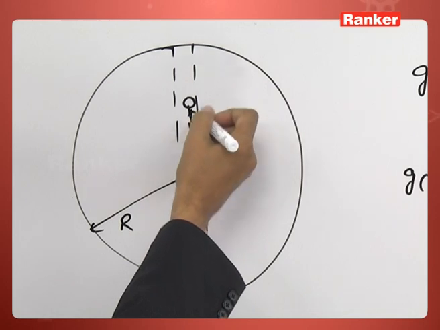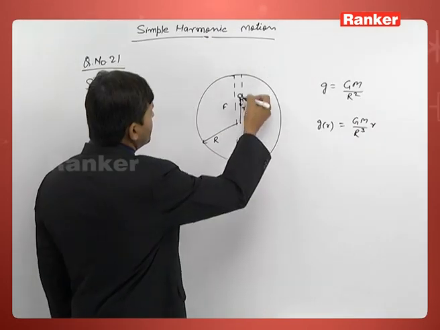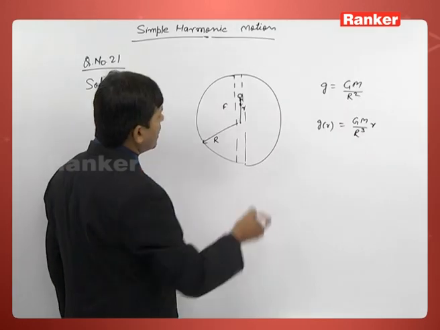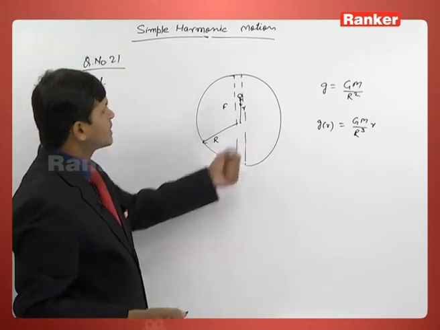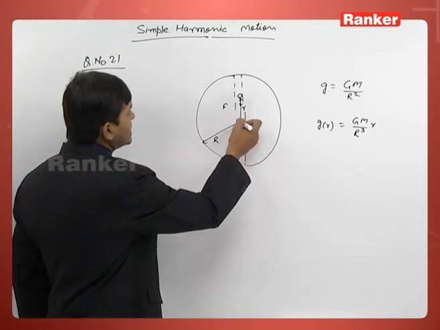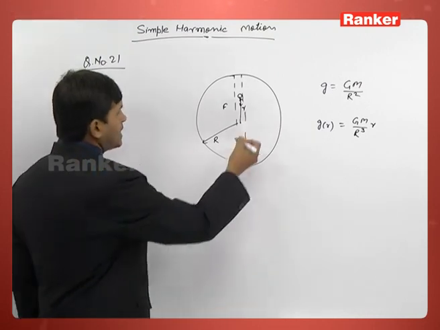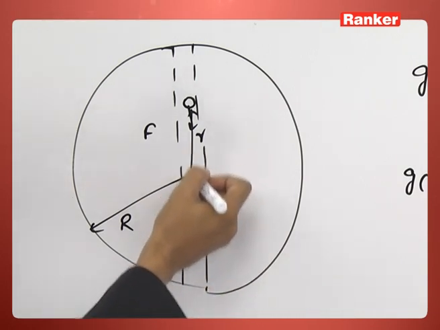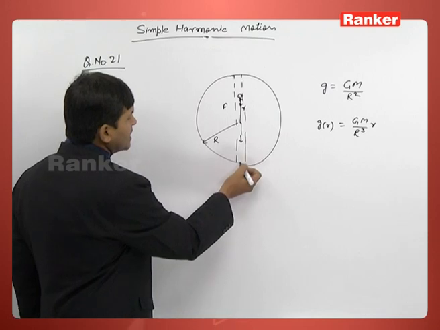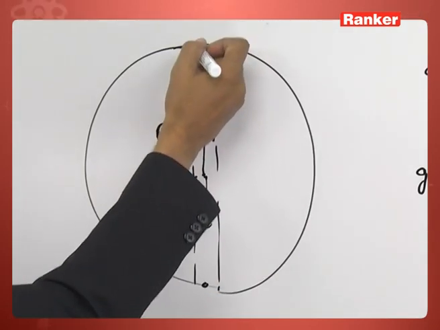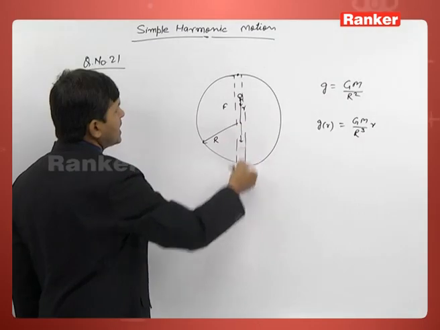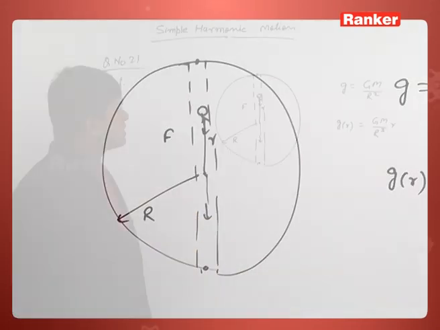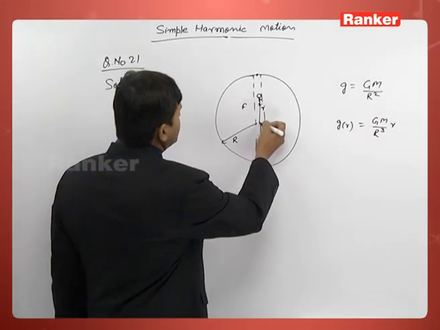Because of the force of attraction, the particle will go to that side, and when it crosses the center of the earth, at this time it has a certain velocity. Now, when it goes to the other side, the force will act in this direction. So, it will come to rest here. So, it will oscillate from here to here like this, with the amplitude of oscillation equal to the radius of the earth.